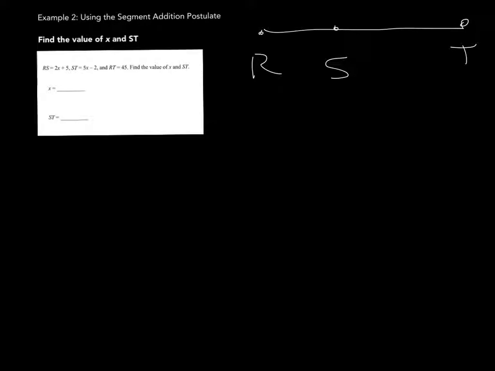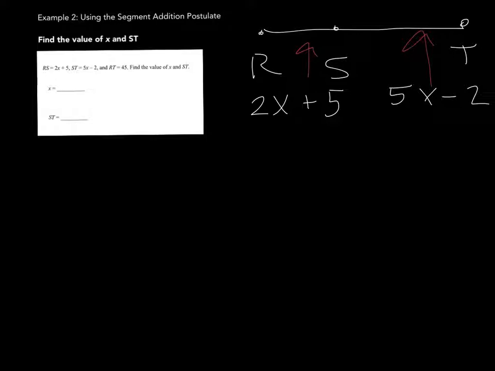All right, we said that the expression that represents the length of RS is 2x plus 5. And the expression that represents the length of ST is 5x minus 2. And again, this is just for each segment. We know that the length of the entire segment is 45 units.